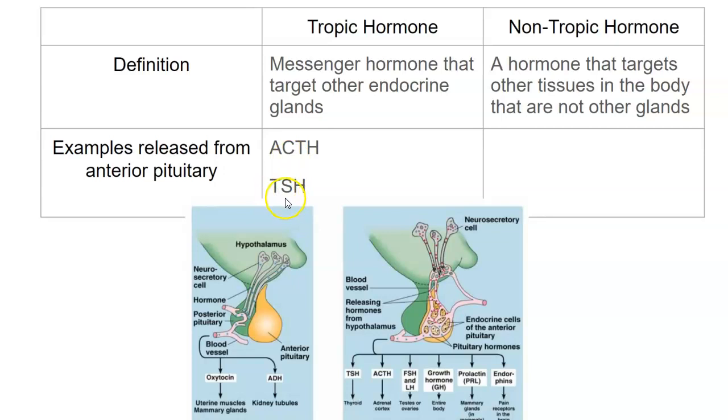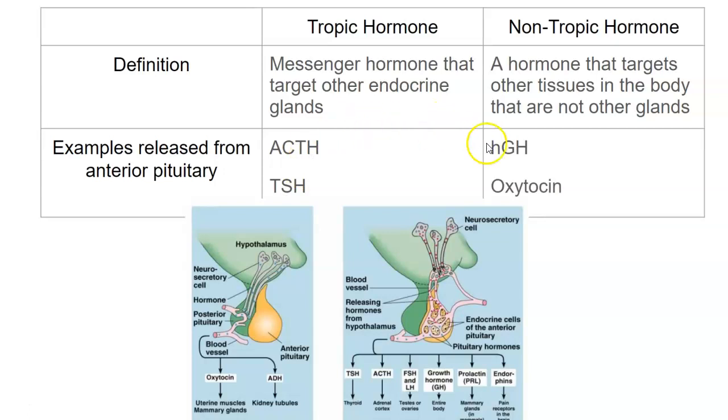Okay. TSH stands for thyroid stimulating hormone because it goes to the thyroid and tells the thyroid to release its hormone, thyroxine. So again, these are hormones that go to another endocrine gland and tell that endocrine gland to release a hormone. Whereas non-tropic hormones go somewhere else in the body.